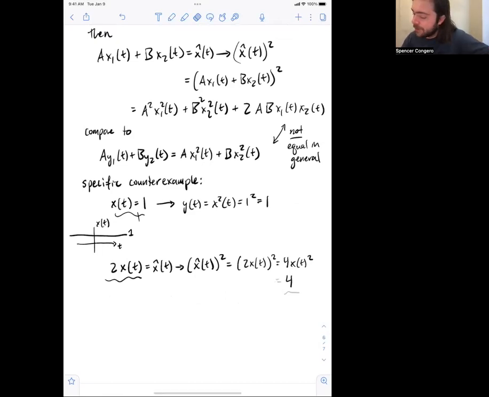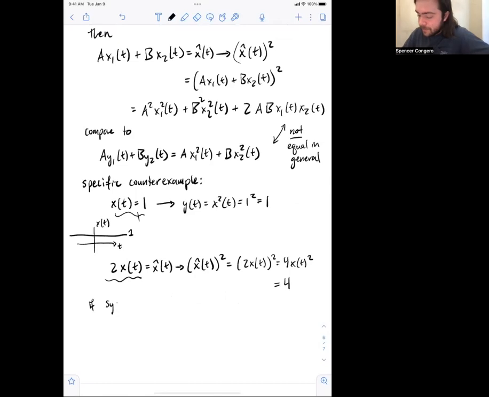Okay, actually, we don't even need x of t. We can just use a specific a and we get the answer, but actually, no, it's better to have a specific counterexample. So we just get out 4. This is good. Okay, now let's compare this, right? We put in 2 times x of t. Let's compare it to what we should get if it's linear.